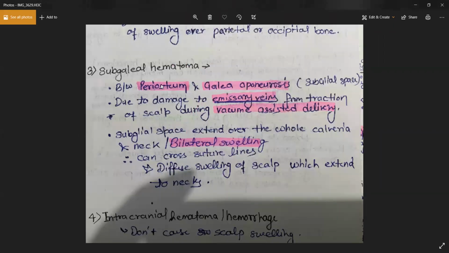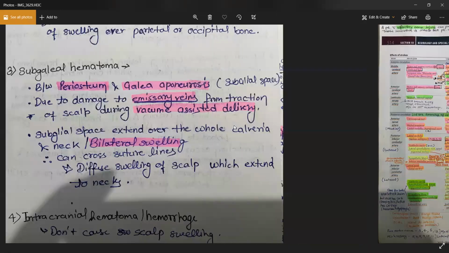It happens between the periosteum and the galea aponeurosis, which is the subgaleal space, that is between the scalp and my periosteum. It happens because of damage to my emissary veins, and generally happens because of a vacuum assisted delivery. The baby will always have a history of vacuum assisted delivery. Then you will get this kind of a hematoma. It will present as a bilateral swelling, and that swelling can even extend up to the neck because it can cross the suture lines, right? This is cephalohematoma.